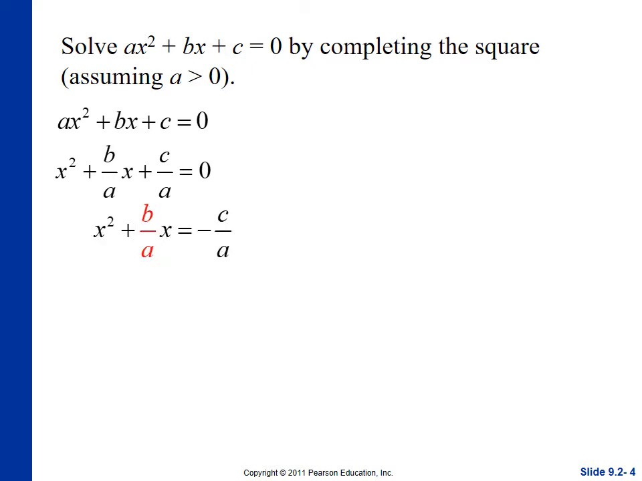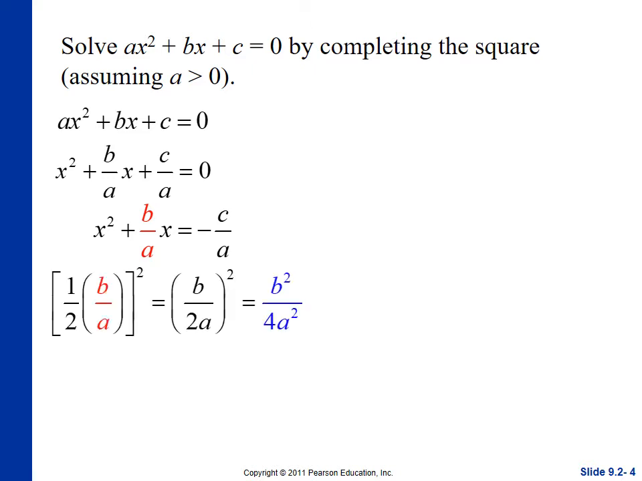Then we're going to get just the coefficients with x on the left, and everything else to the right. So we're going to subtract c over a from each side of the equation. From there, we're going to figure out exactly what we need to add to each side to get a perfect square trinomial. You take b over a, and you divide it by 2 or multiply by 1/2. So we can follow along here.